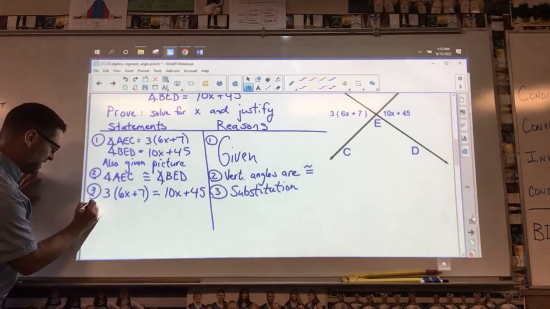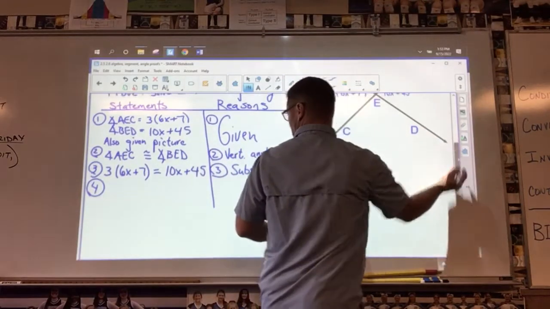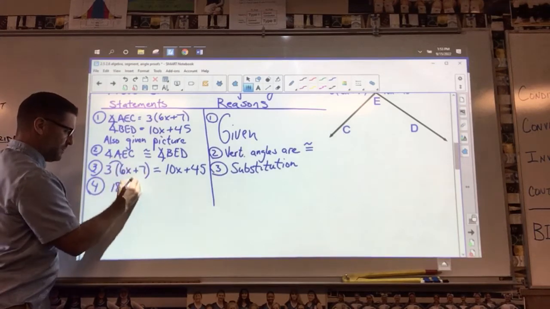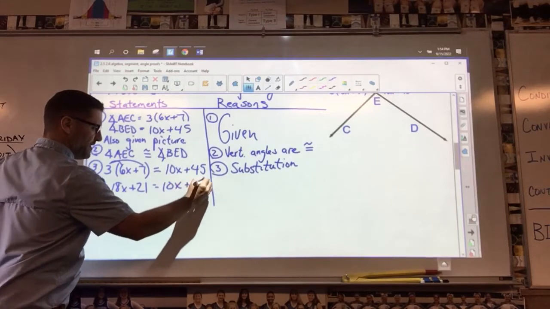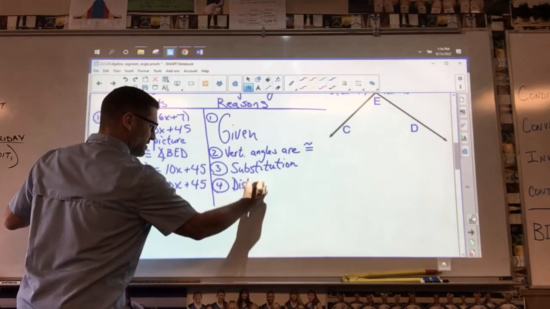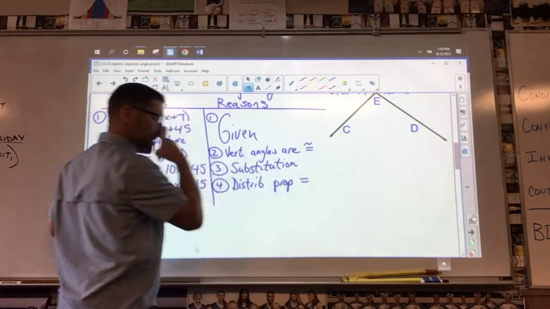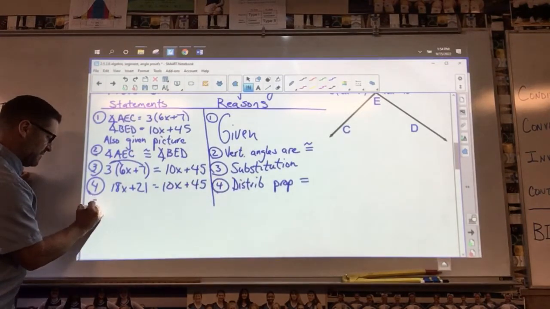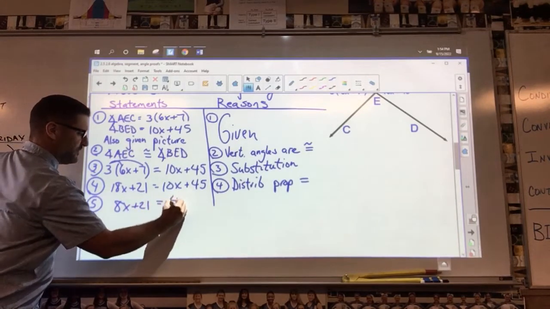Okay, assuming you did that now, so step number 4, what I would have done on the next step is I would have used distribution. So I would say 18x plus 21 equals 10x plus 45. For 4, I would have written distribution or distributive property of equality, and it is fine to go ahead and abbreviate. Step number 5, I'm gonna write 8x plus 21 equals 45.